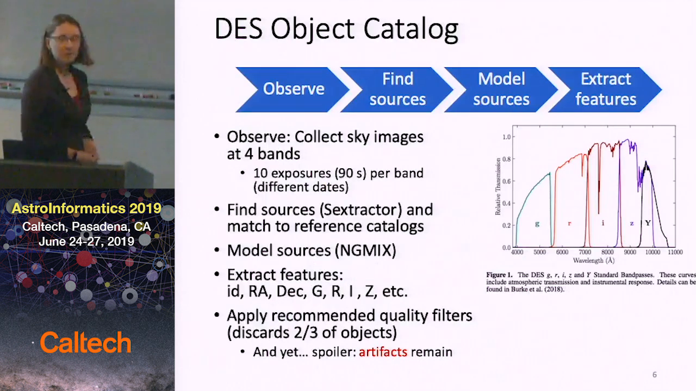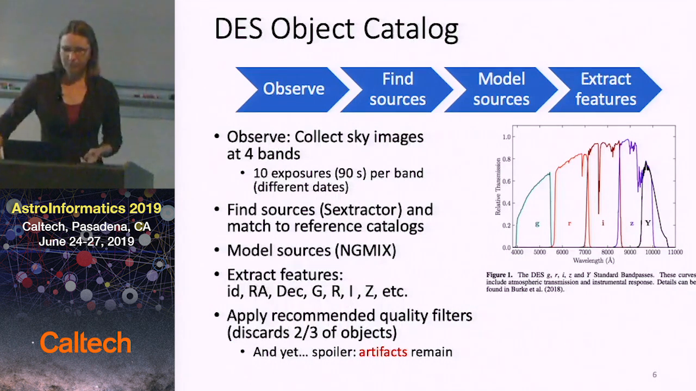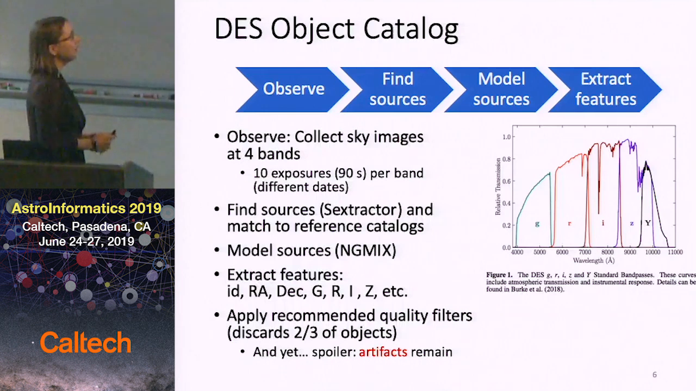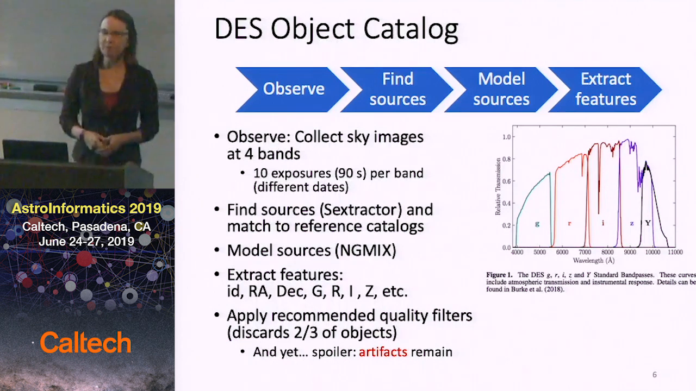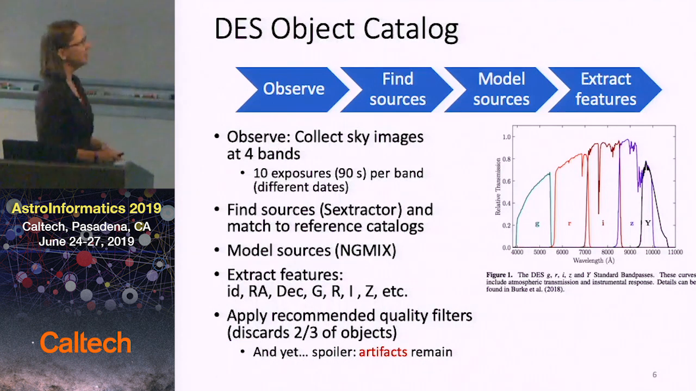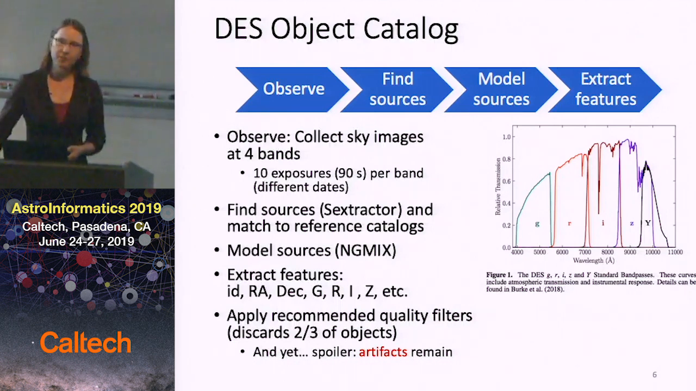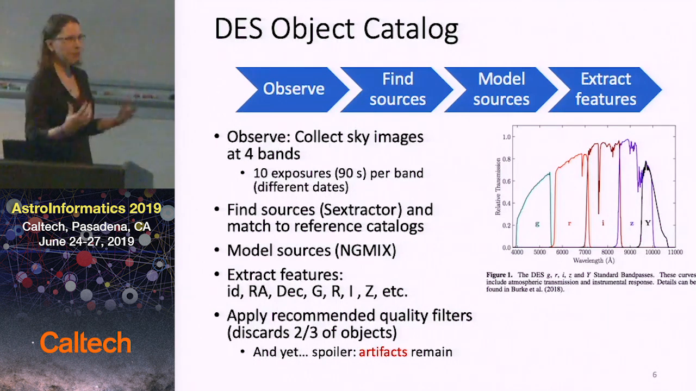The data set we're working with is the object catalog created by the DES, which proceeds roughly in this order. We first observe, the survey itself has observed the sky at 4 different photometric bands, and you can see them listed here, G, R, I, and Z. We're not using the Y band. These are rather broad wavelength coverage that gives us a sense of the properties of the object across different wavelengths.